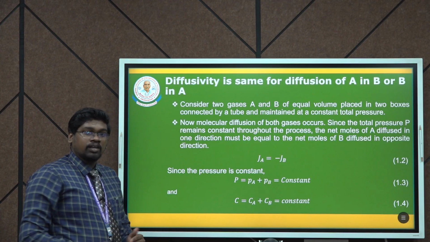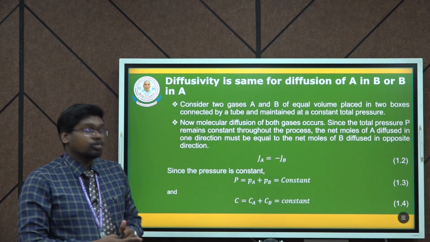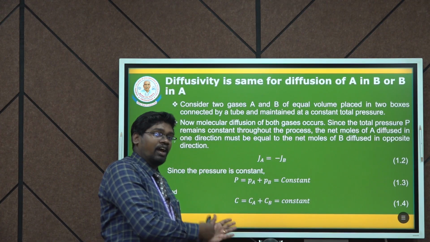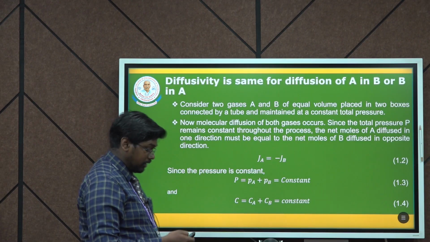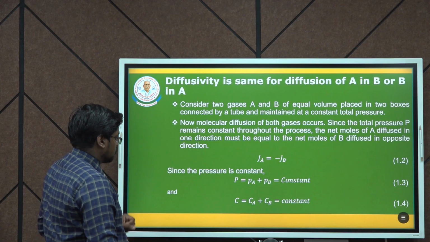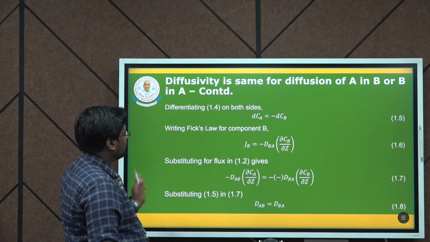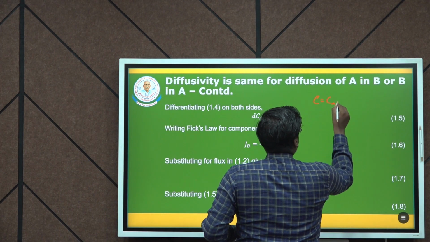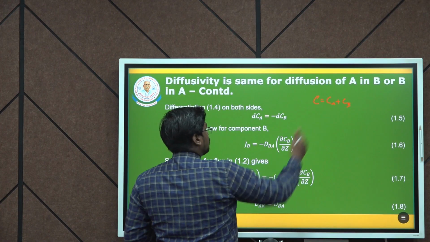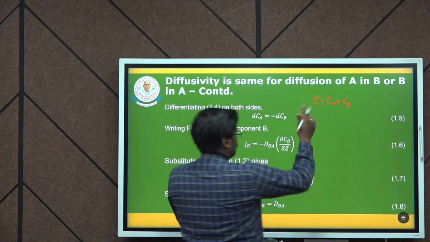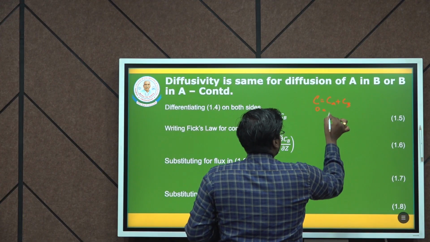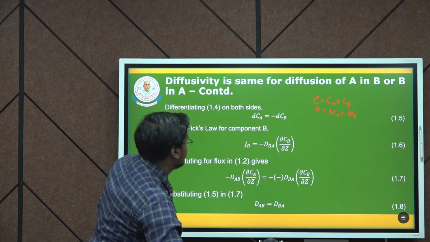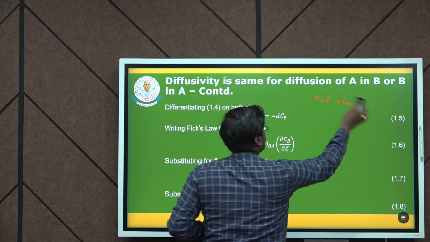And in a steady state operation, the concentration is not changing throughout the time. So the total concentration will remain the same. The sum of Ca and Cb will be the total concentration, which is also remaining a constant in this process. So C is equal to Ca plus Cb. If we differentiate on both sides, differentiating a constant will give you 0, so dCa plus dCb is 0. Rearranging this, we get dCa is equal to minus dCb.